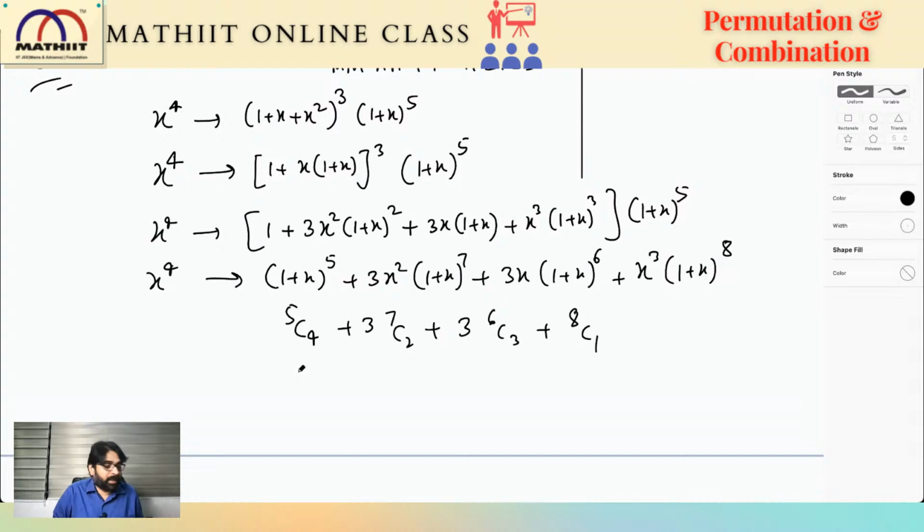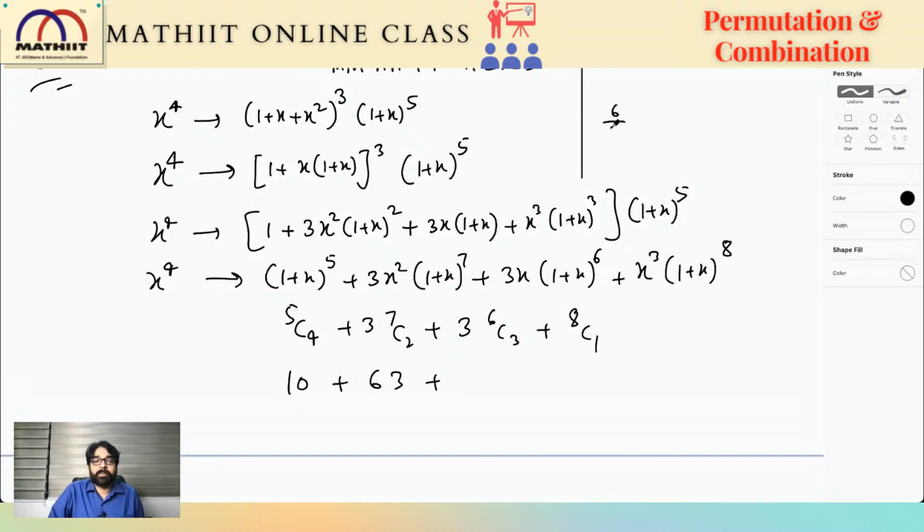5C4, I guess that is 10. Plus 7C2, how much? 7 into 6 by 2 means 21. So 21 into 3, 63, plus 6C3, how much? I'm doing this because unless you reach the final conclusion, there is no use of solving.